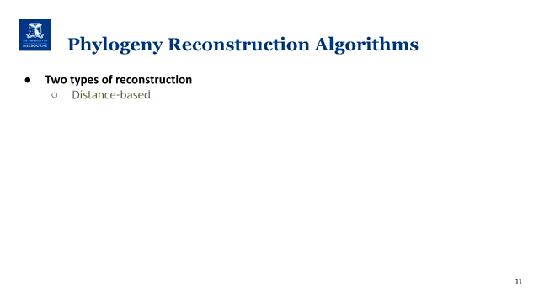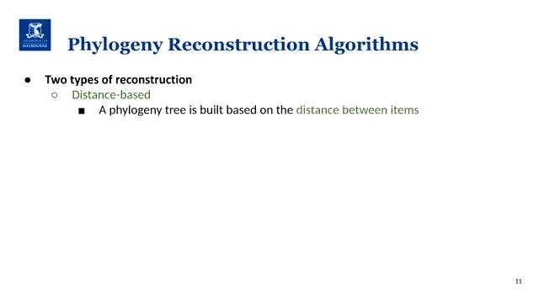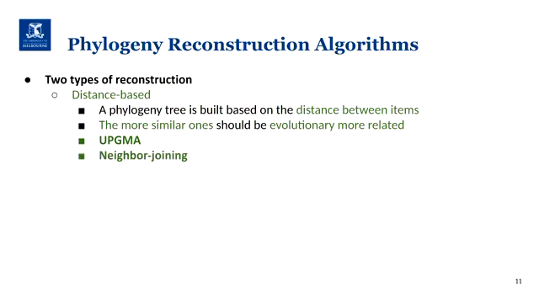The first class is considered the distance-based class, which basically tells us that the phylogenetic tree is built based on the distance between the items, sequences, genes, or species. And then the more similar ones should be evolutionarily more related. So we try to find the closest ones and put them together on the tree. For this, there are two main algorithms we're going to discuss, UPGMA and neighbor joining.